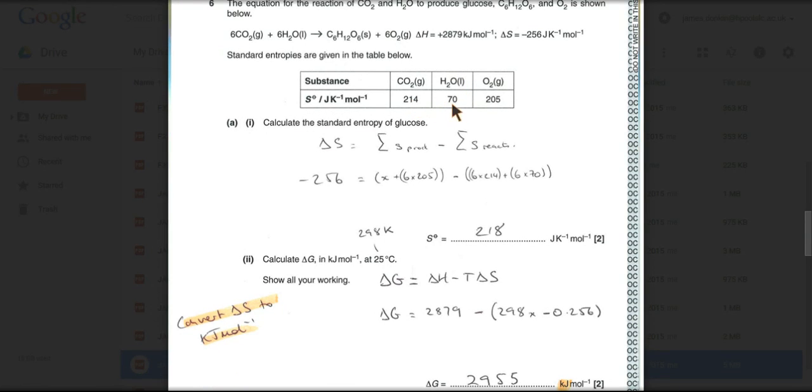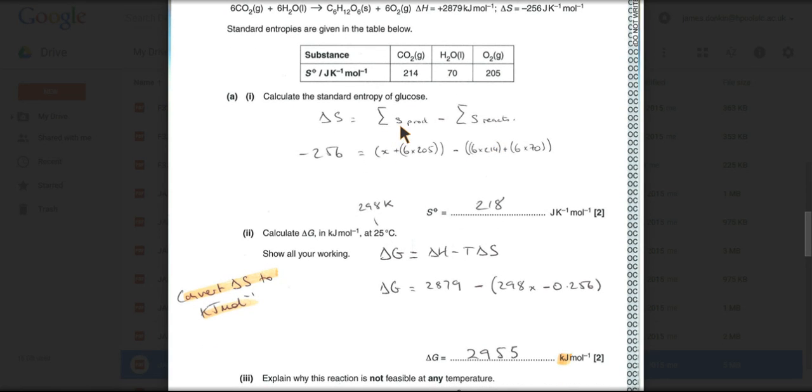We've got some entropy values, and we've got to calculate the standard entropy of glucose. So the entropy change, the delta S for this reaction, this -256, that is calculated by getting the sum of the entropies of the products and taking away from that the sum of the entropies of the reactants. So within the entropies of the products, I've got my unknown term, the glucose. So you can see there's the solution there.